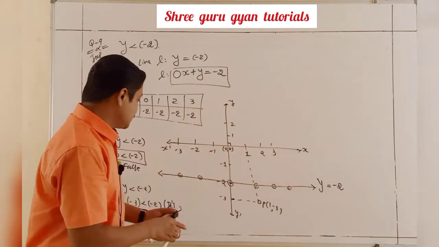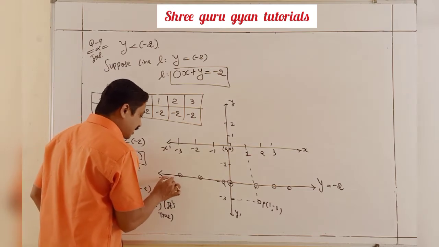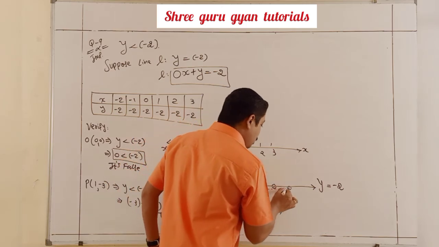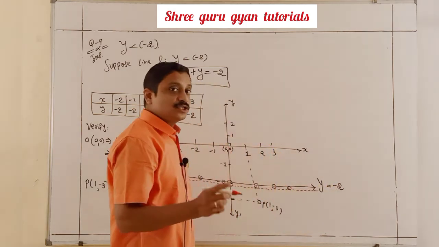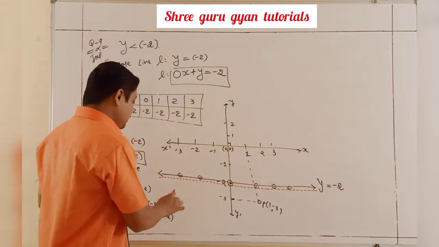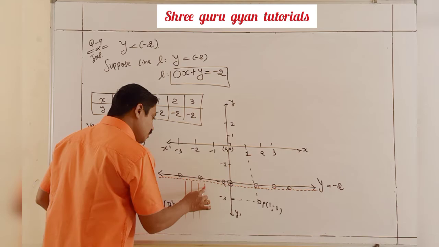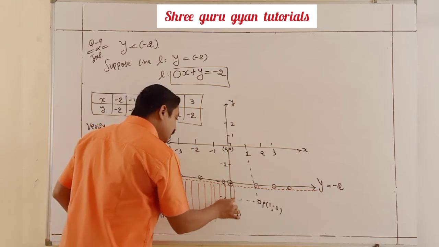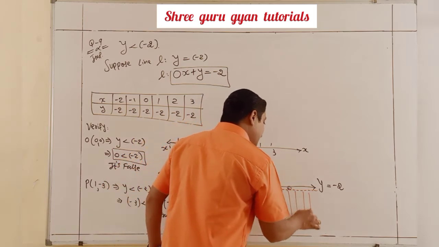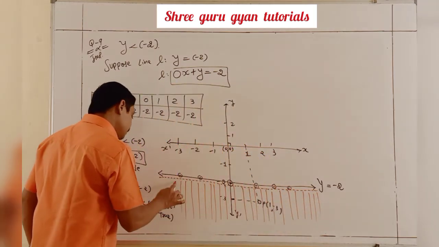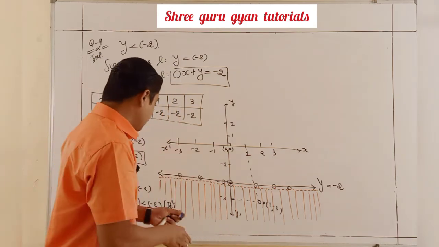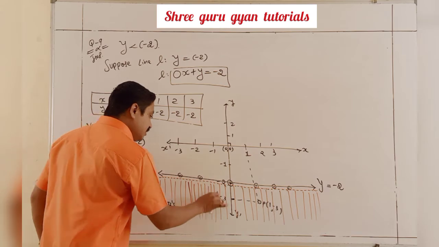So students, here you draw a dotted line. Compulsory, because my answer does not include the line y is equal to minus 2. On this side you make the shading, in quadrant number 3 and quadrant number 4. This is your answer, belonging to quadrants 3 and 4. And after that students, you properly write down your answer.